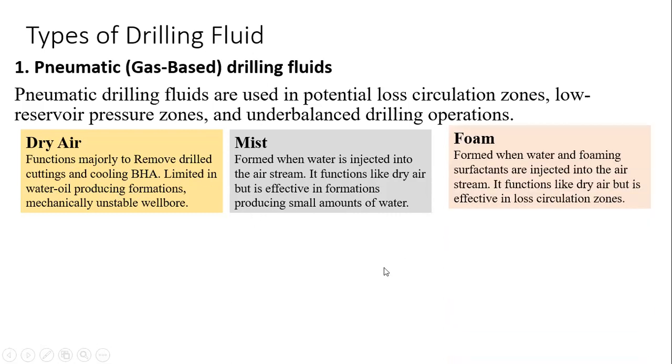Let's look at the next one. We will call it the foam type of gas drilling fluid. Foam is formed when water and certain foaming surfactants are combined. When we say surfactants, it's just like your soap. When you put soap inside water and you shake it, you see it begins to produce what we call foam. You can also picture it like shaving foam, the one you apply before you shave.